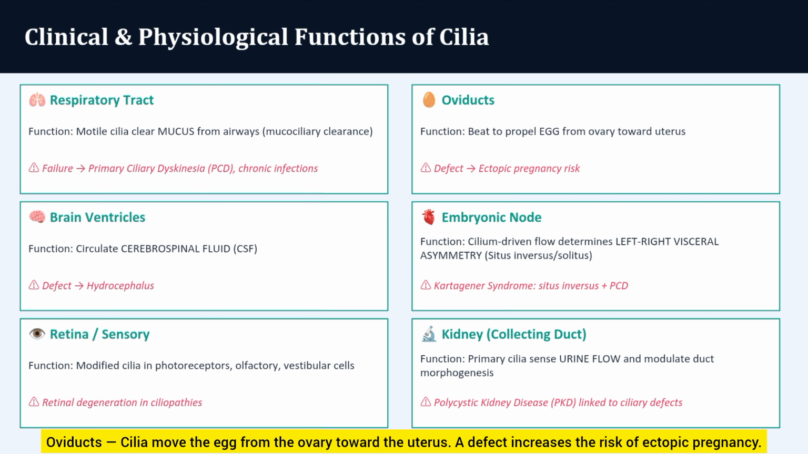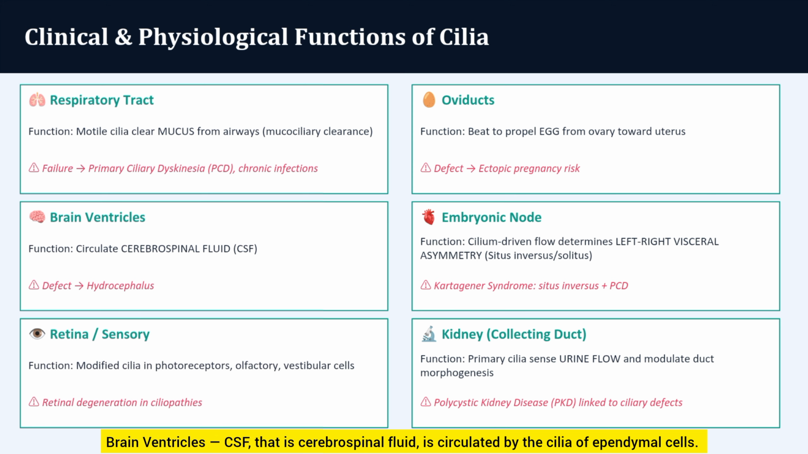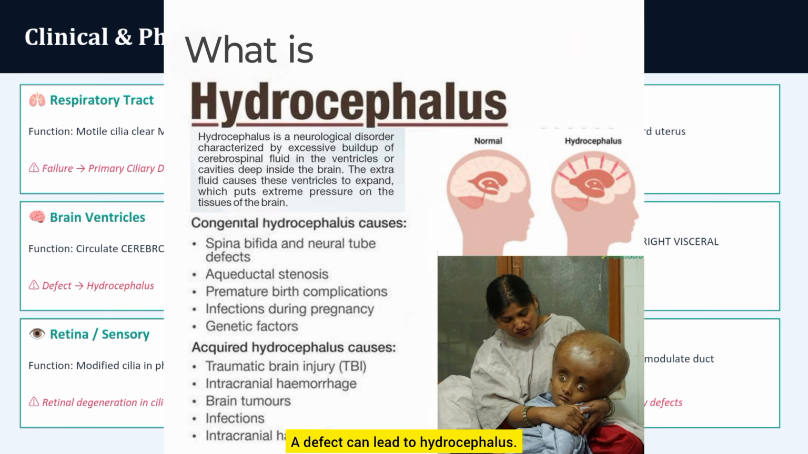Oviducts. Cilia move the egg from the ovary toward the uterus. A defect increases the risk of ectopic pregnancy. Brain ventricles, CSF, that is cerebrospinal fluid, is circulated by the cilia of ependymal cells. A defect can lead to hydrocephalus.